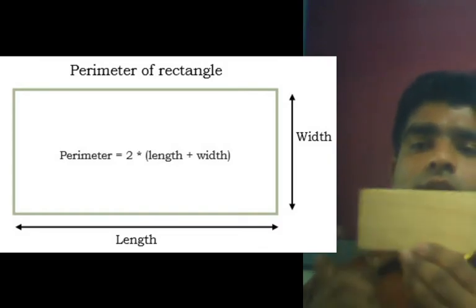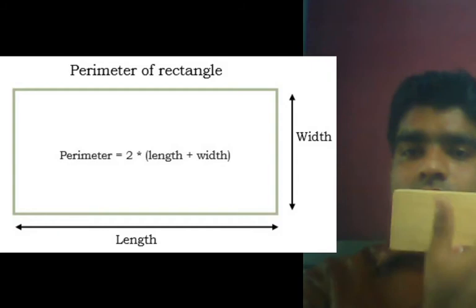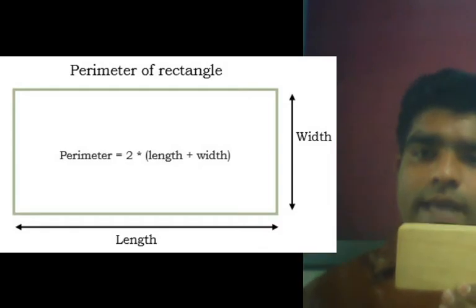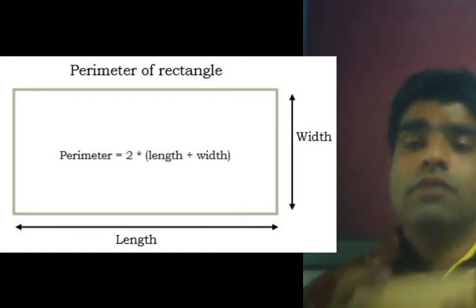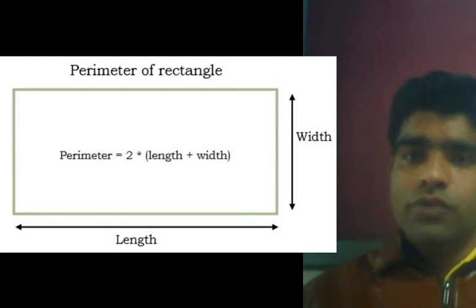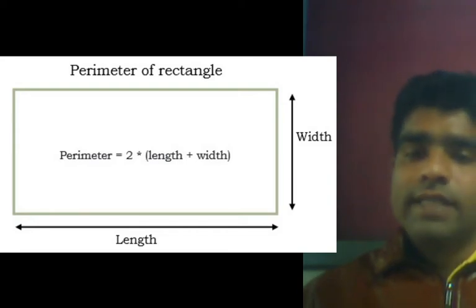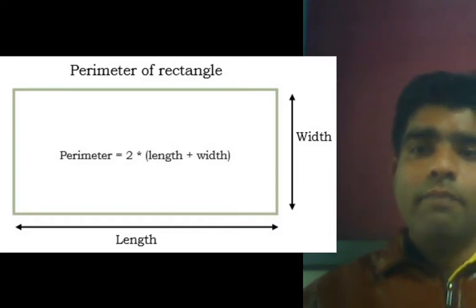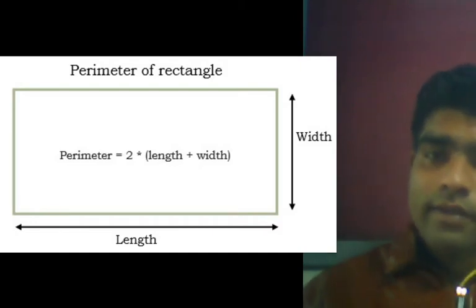This is our rectangle, this is the length, and this is also a length, and this is the breadth and this is also a breadth. So L plus L is 2 times L, and B plus B is twice B. The perimeter of a rectangle is twice L plus twice B. Here 2 will be common, and the remaining is L plus B, where L is the length and B is the breadth.